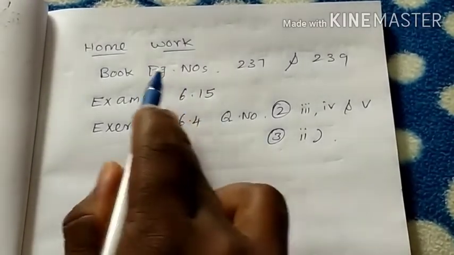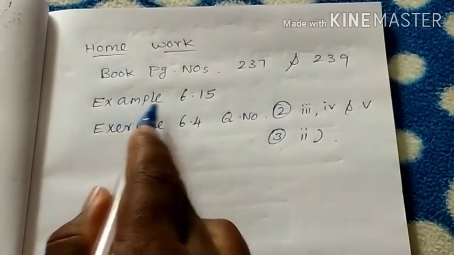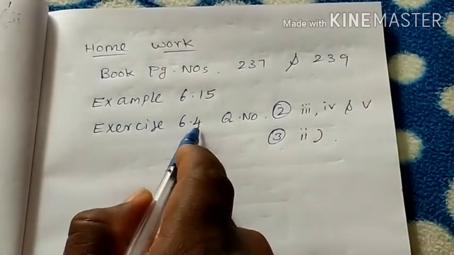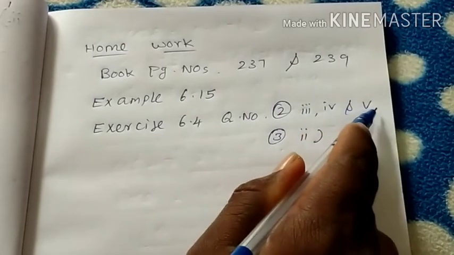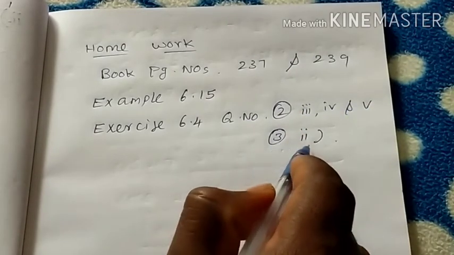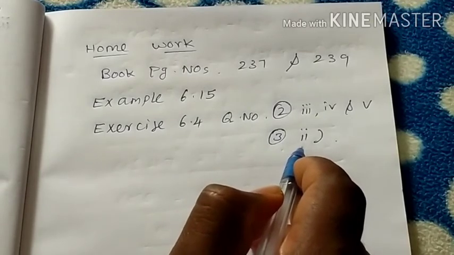Okay, dear students, today's homework: book page numbers 237 and 239, example 6.15, exercise 6.4, question number 2, third, fourth and fifth subdivisions, and question 3, second subdivision. Use the trigonometric table to solve the sums.